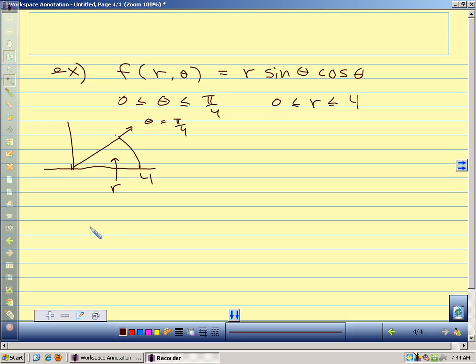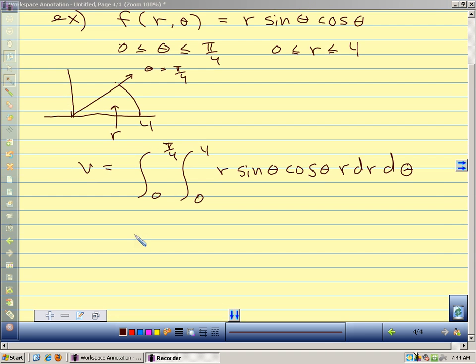So my integral, my volume, is going to be the integral of theta equals 0 to, I'm sorry, theta equals 0 to pi over 4, r equals 0 to 4 of r sine theta cosine theta, r dr d theta, and I can rewrite that. That's the integral of 0 to pi over 4, 0 to 4 of r squared sine theta cosine theta dr d theta.